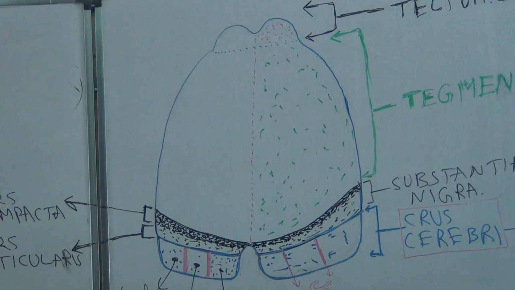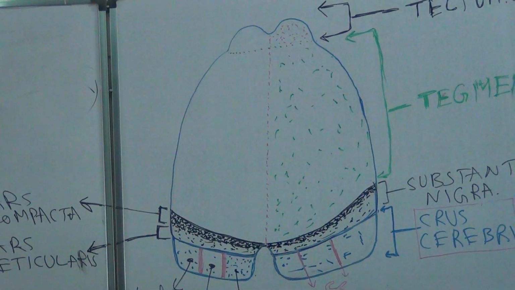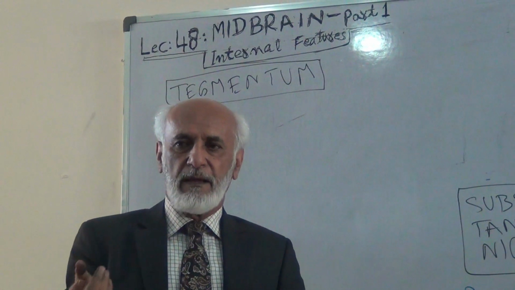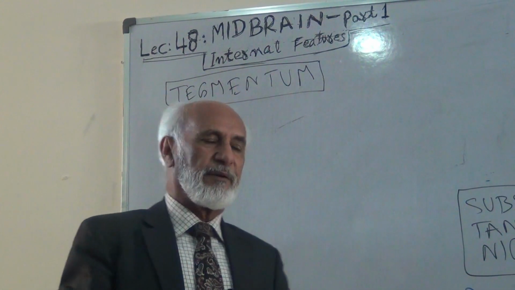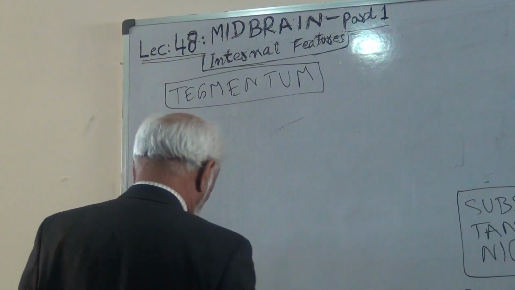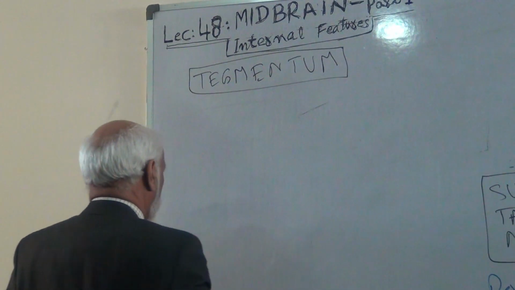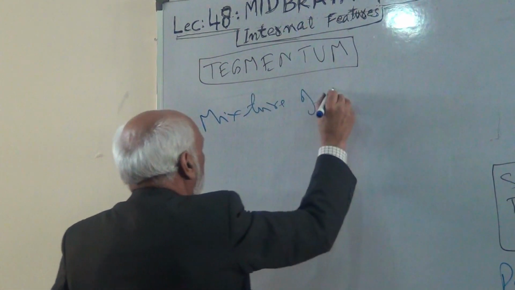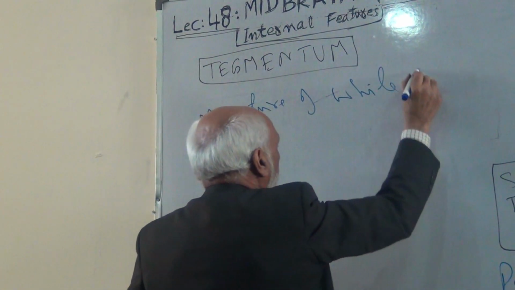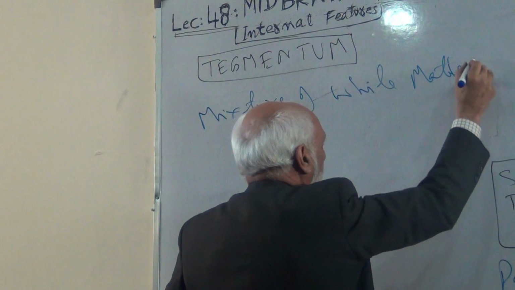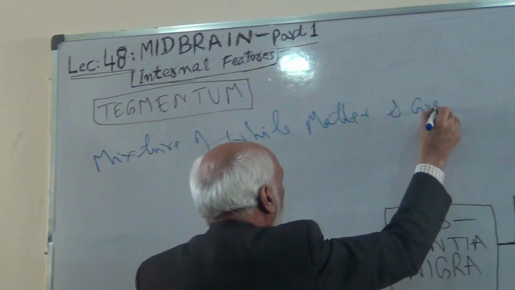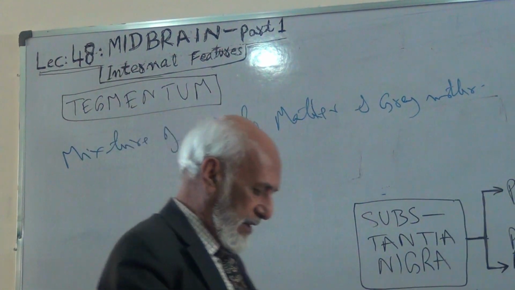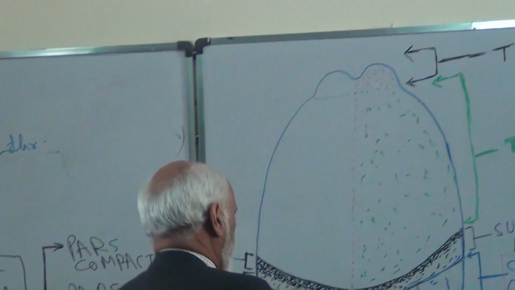This is the tegmentum. Now, tegmentum, I told you, is a mixture of white matter and gray matter, various nuclei and various nerve fibers or tracts. Now, it is a mixture of white and gray matter. Now, in the middle, tegmentum is traversed by cerebral aqueduct.